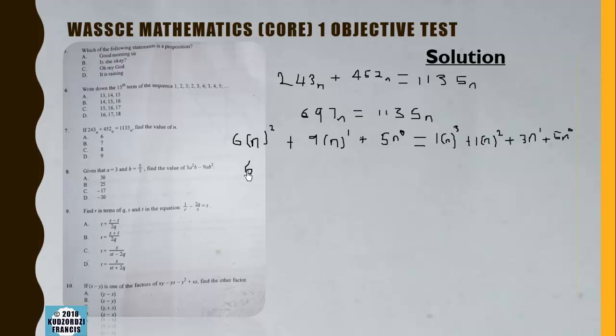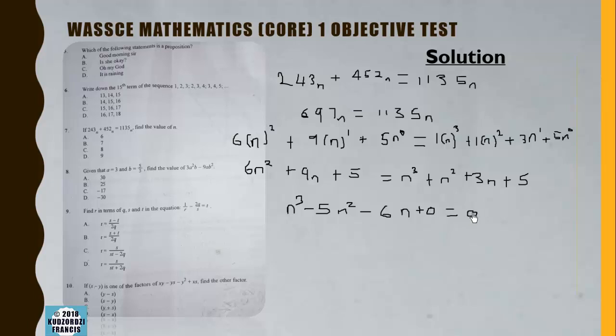So we simplify further to obtain 6n squared plus 9n plus 5 is equal to n cubed plus n squared plus 3n plus 5. So this will take off this. Now we simplify further. So n squared minus 6n squared will give us negative n squared, and 3n minus 9n will give us minus 6n, and this will give us 0. So plus 0 is equal to 0. So this is the same as n cubed minus 5n squared minus 6n equals 0.